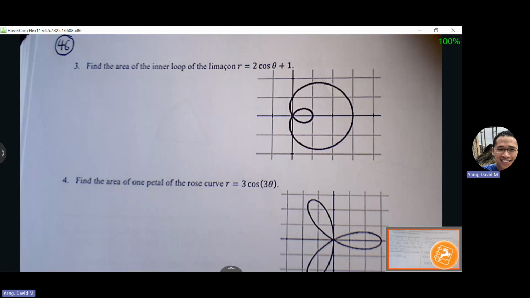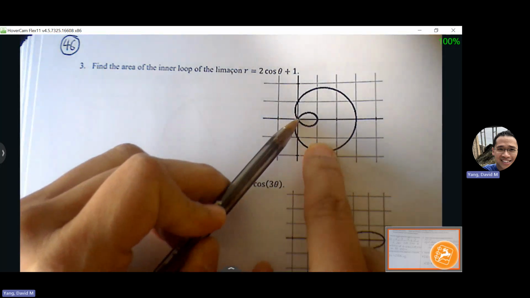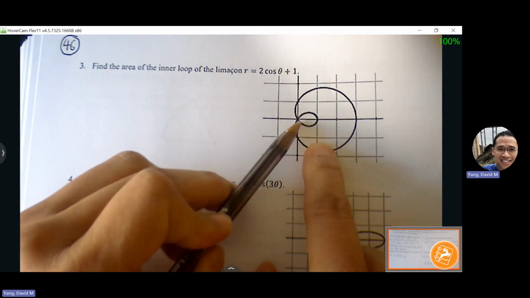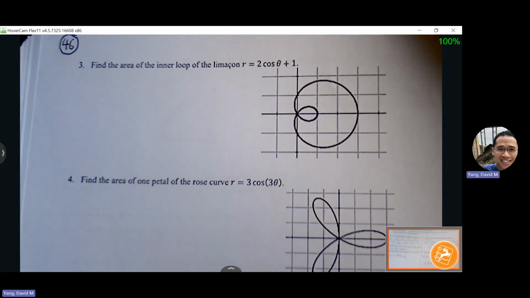All right, number 3, it says find the area of the inner loop of limaçon r = 2 cosine theta plus 1. Really, the area formula is not too bad to create. It's just having to figure out what the bounds are. The area of the inner loop is going to be between your polar zeros. Once that polar zero hits and the polar zero hits again, that's when it's going to close off that loop for us.